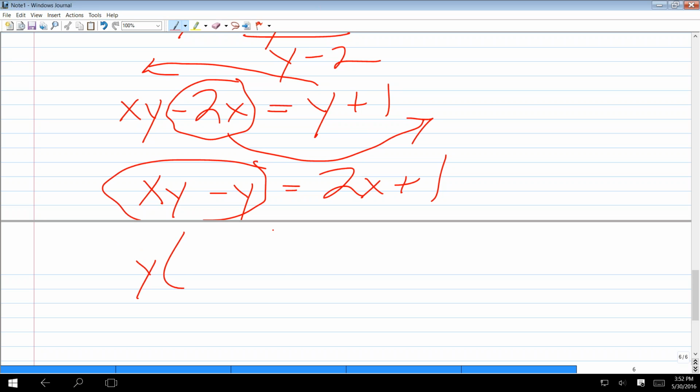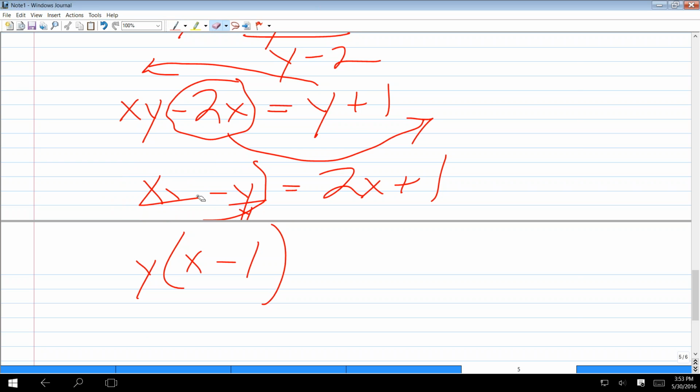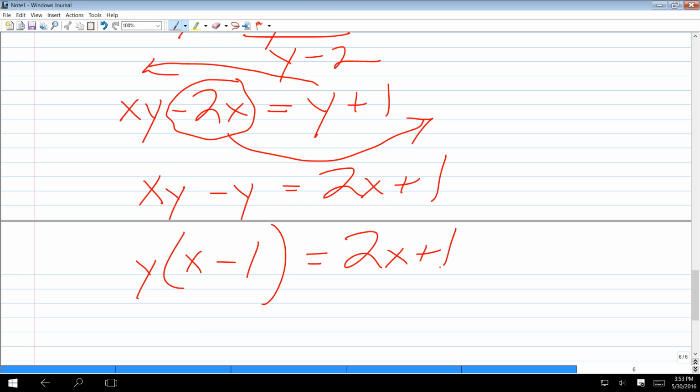What's left? Start with this term right here. Divide that term by y. What do you get? X. Divide this term by y. What do you get? 1. Minus 1. Now, check it before you go forth. Make sure we didn't change it. Is what we wrote on the left side the same as what we started with? Yes. Okay. Now the final step's relatively easy. How do we isolate y?